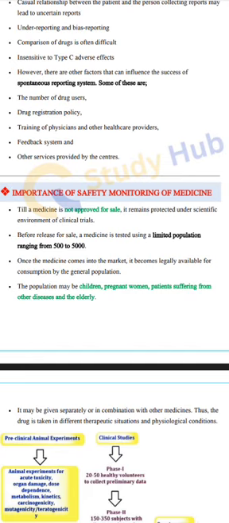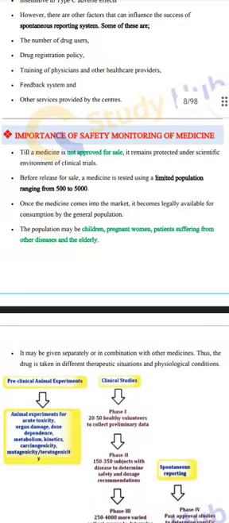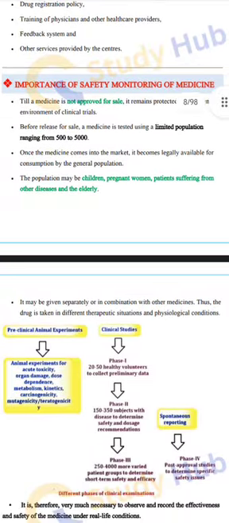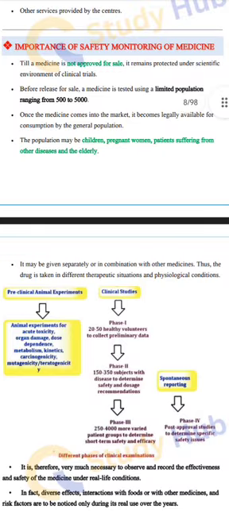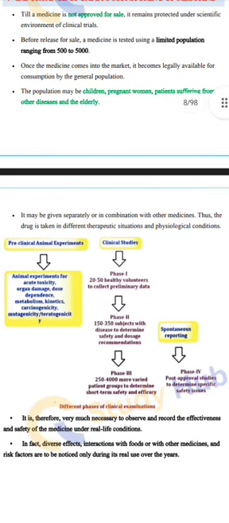The population may be children, pregnant women, patients suffering from other diseases and the elderly. It may be given separately or in combination with other medicines. Thus, the drug is taken in different therapeutic situations and physiological conditions. It depends upon the patients, so it may differ. The population will not be the same. Those who are using that medicine will differ in age and other physiological conditions also.